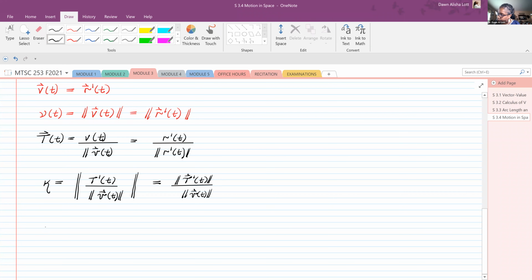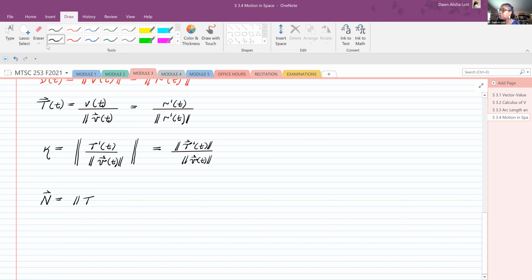Okay, and then the unit normal vector is to take T prime of t and divide by its length. So there are all the things that you need to know.